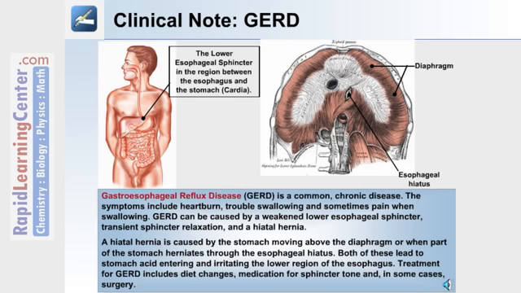Shown in the top right is the diaphragm and the esophageal hiatus through which the esophagus passes. A hiatal hernia is caused by the stomach moving above the diaphragm, or when part of the stomach herniates through the esophageal hiatus. Both of these can lead to stomach acid entering and irritating the lower region of the esophagus. Treatment for GERD includes diet changes, medication for sphincter tone, and in some cases, surgery.